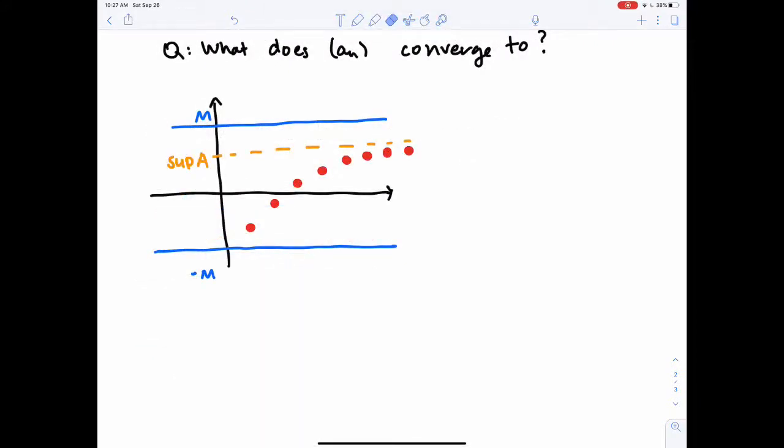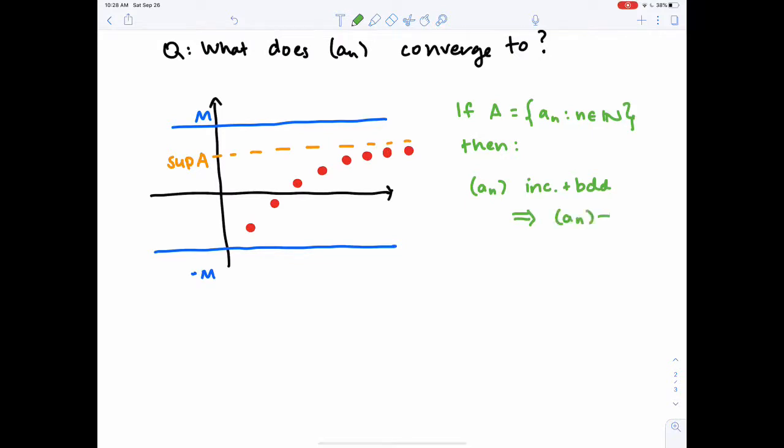So to summarize this case, we can define the set A to be the set of all terms in our sequence. So let's write down what we know. If A equals the set that contains all the values in our sequence, so it's all a_n's, then we have two cases. When a_n is increasing and bounded, that implies that a_n converges to sup A.